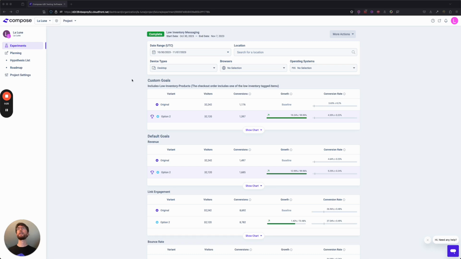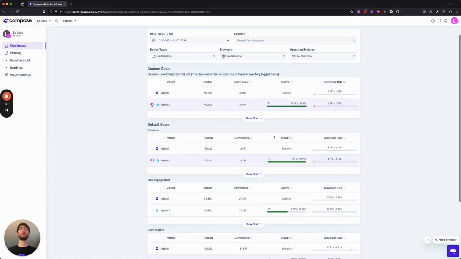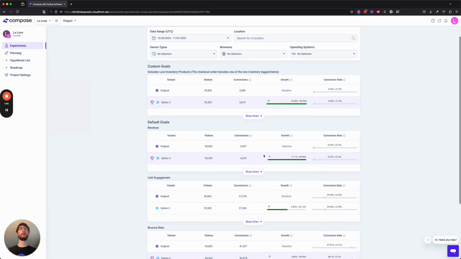And the first thing we'll see on this page is the filtering. So right now it's filtered as desktop, but let's look at all data to begin with. We can see here we have one custom goal for this test, and it is tracking products that we specifically added the low inventory to. So only certain products were getting this low inventory tag and others weren't. So we're primarily interested in those products that we're testing, but we're also tracking revenue and all products in general.